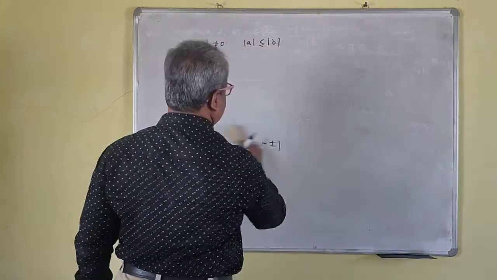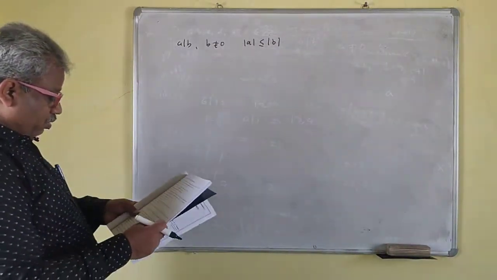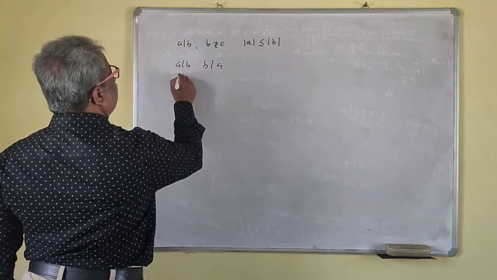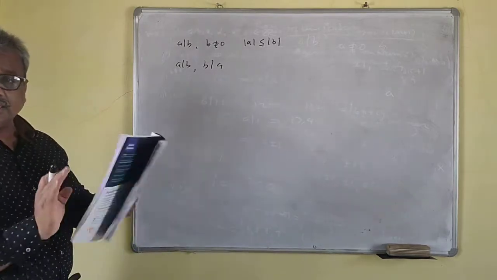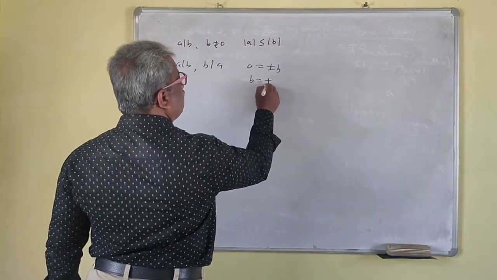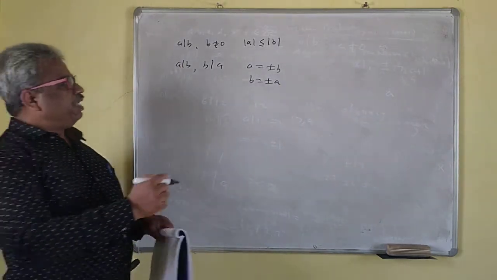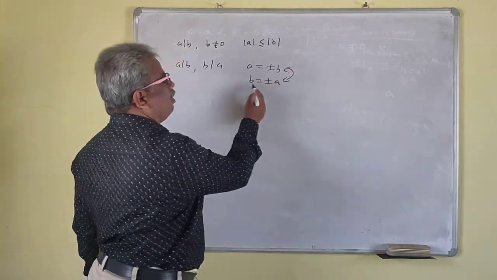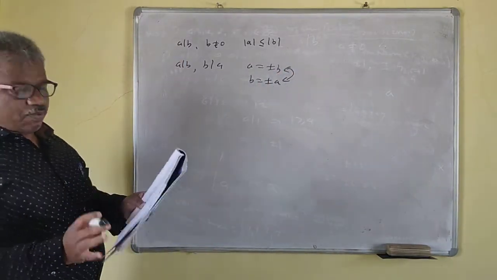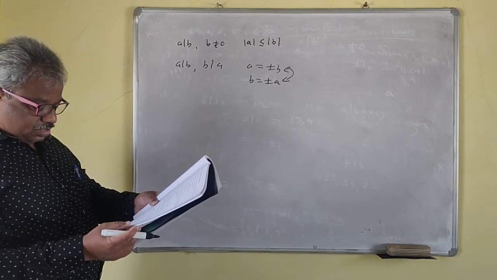Okay, so note this: from this inequality, you get this one. This is very important. Now A divides B and B divides A. They are divisors of each other. That is, A is equal to plus or minus B, or B is equal to plus or minus A. The meaning of this is the same as this. They are one and the same, only the way of writing is different. So you should remember this.